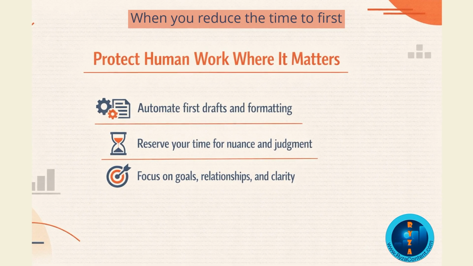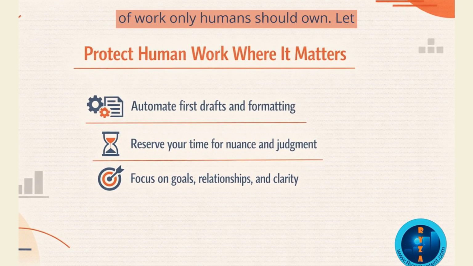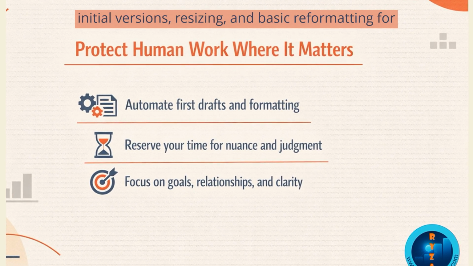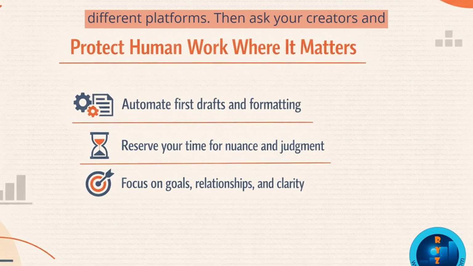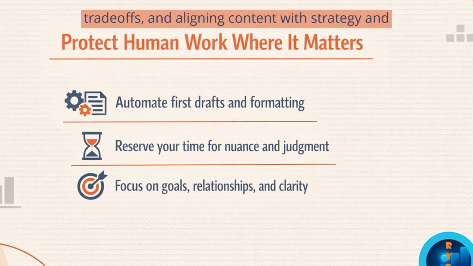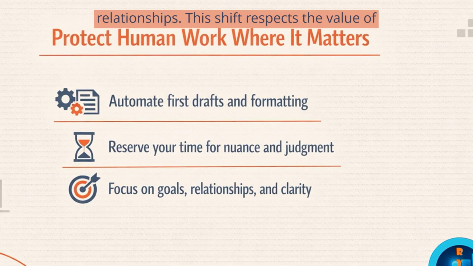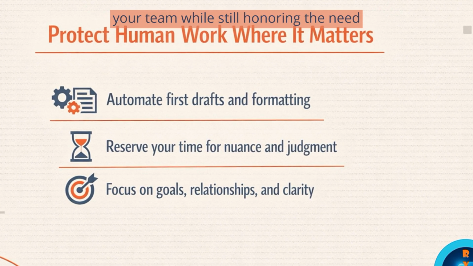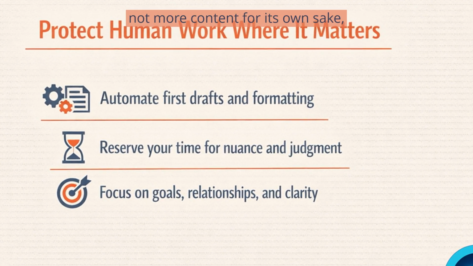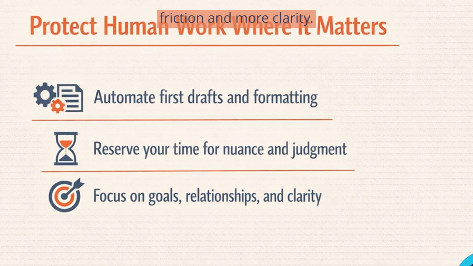When you reduce the time to first draft, you unlock capacity for the kind of work only humans should own. Let your tools and templates handle generation of initial versions, resizing, and basic reformatting for different platforms. Then ask your creators and leaders to focus on sharpening nuance, resolving trade-offs, and aligning content with strategy and relationships. This shift respects the value of your team while still honoring the need for speed and volume. The goal is not more content for its own sake, but more relevant content created with less friction and more clarity.